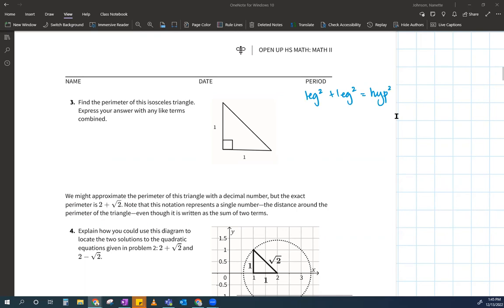So I'm going to put x. So that's x squared. And then I'm going to plug in my 1. So 1 squared plus 1 squared equals x squared. So then you just do math. So that's 1 plus 1. That's 2. So that equals x squared. So what is x then? If x squared equals 2, what would x be?